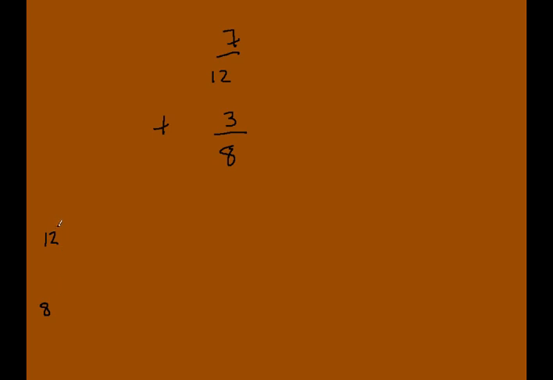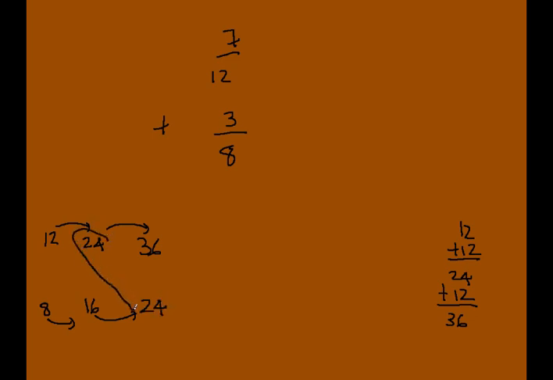So here we're going to keep on adding 12. So 12 plus 12 is 24. You add another 12 to it, you get 36. Again, your numbers are already getting big here, so you need to start adding some 8 here. So 8 plus 8 is 16. 16 plus 8 is 24. And you can stop once you realize that the number here, you can see it there also. So this is the common denominator.